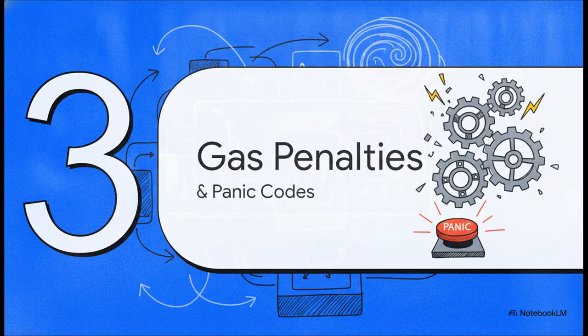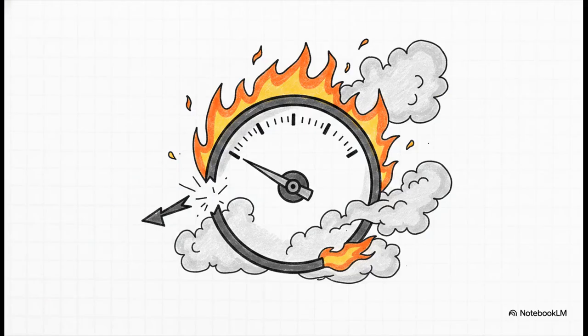All right, moving to Section 3, gas, penalties, and panic codes. So this is perhaps the single most defining characteristic of the assert function. When an assert fails, it doesn't just politely revert the transaction and hand the user their unspent gas money back.